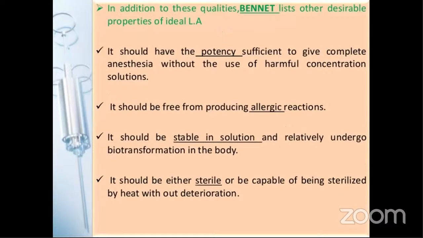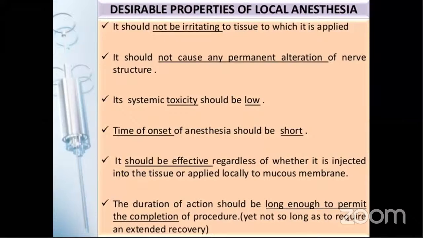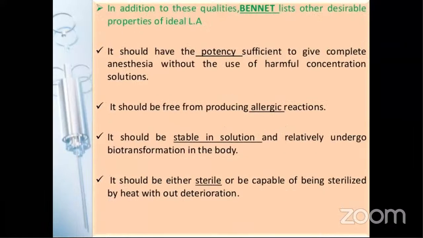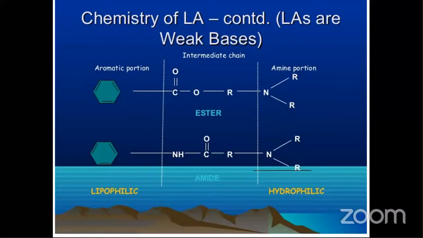Any doubts you can clarify from this. These are the general properties of local anesthetics. They should have this type of properties to produce suitable activity. All local anesthetics have this type of general structure because they are ester type and amide types. This is the hydrophilic part, this is the lipophilic part, and this is the ester or amide part.